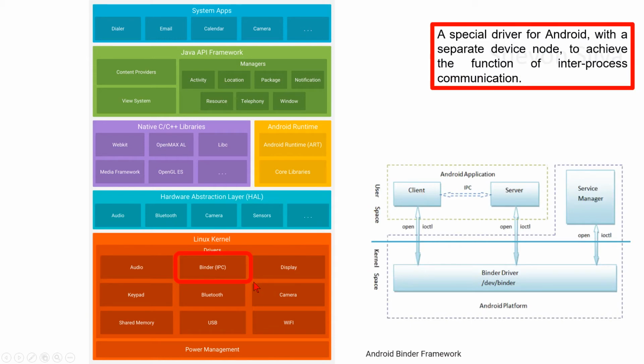Now we are considering binder IPC, a special driver for Android with a separate device node to achieve the function of inter-process communication. Here we can see the Android binder framework. In the Linux OS there are several techniques to achieve IPC, inter-process communication, like files, sockets, signals, pipes, message queues, semaphores, shared memory, etc.